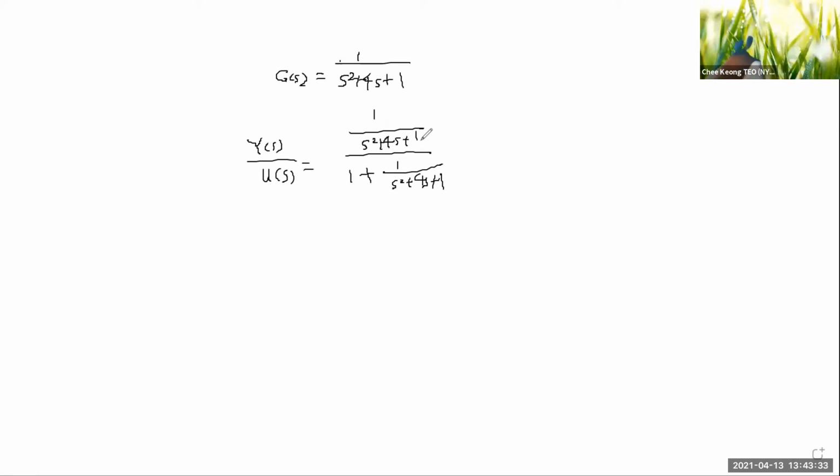Okay, sorry for the delay. So basically, this is G/(1 + GH). H is 1 because it's a unit feedback. With this expression, you try to solve it: you get 1/(s² + 4s + 1) over, for the 1 here, you can change it to (s² + 4s + 1) over itself, so this is equivalent to 1.